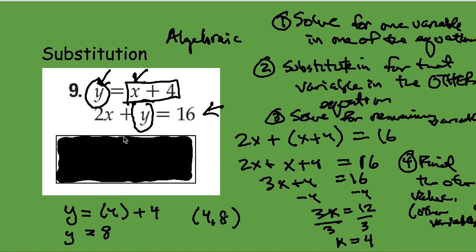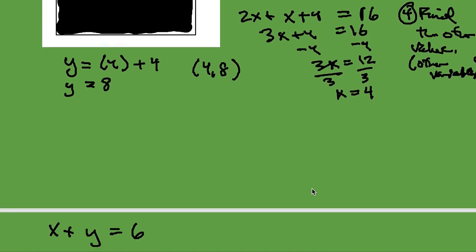So 2 times 4, because 4 is my x, is 8, plus my y, which is 8. So 8 plus 8 is 16 on this side, and it's supposed to be 16. So yeah, it works out. That's what we're after. All right, let's do one more.